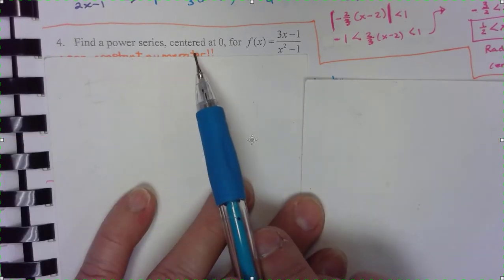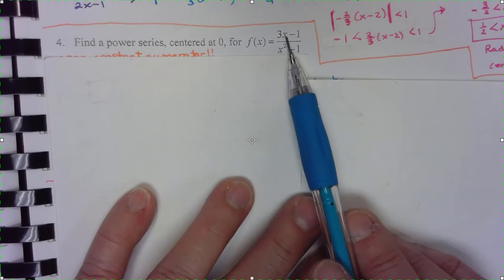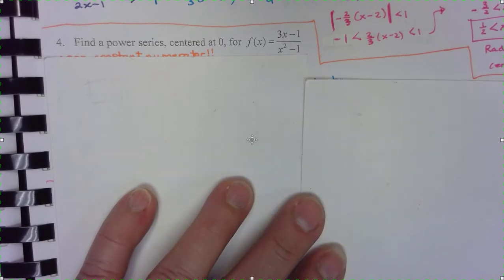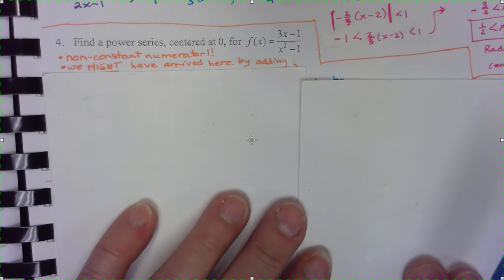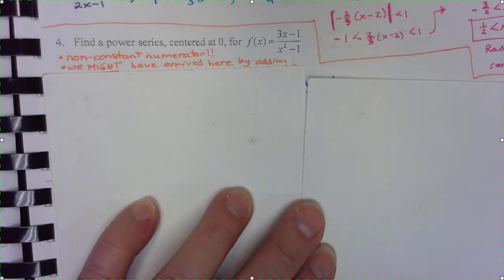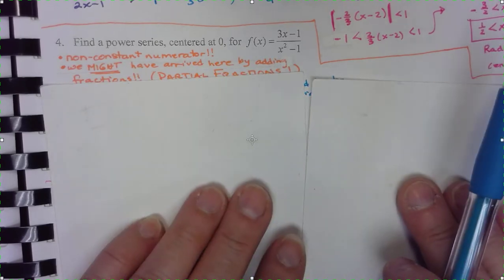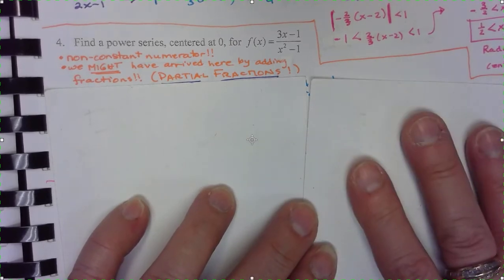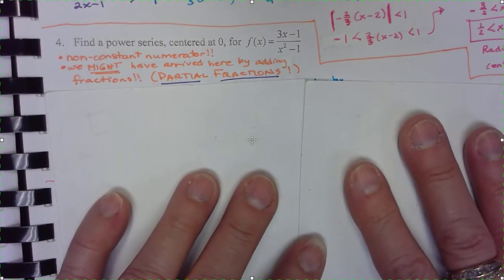Find a power series centered at 0 for the function 3x minus 1 over x squared minus 1. Oops, that's different from all of them because look, I got something on top. And not only that, I don't have a linear denominator. We have a non-constant numerator. We might have arrived at this by adding fractions. We have to do partial fractions.